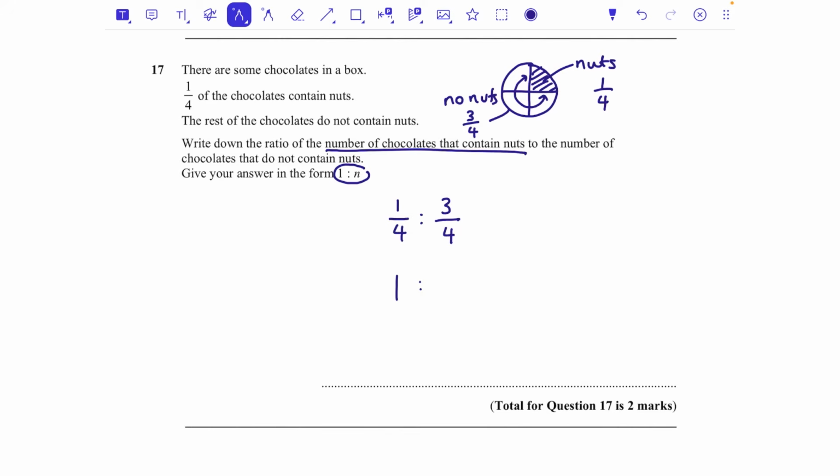So how do I get from 1/4 to 1? I actually just need to times by 4. And the same on this side. If I times by 4, I'm going to just get 3. And hopefully that makes sense. Looking at my picture as well, it was one section that had nuts and 3 sections that had no nuts. So the ratio of nuts to no nuts is 1 to 3. So there we go. Let's pop that on the answer line, and our answer is in the form 1 to n, where n is 3.